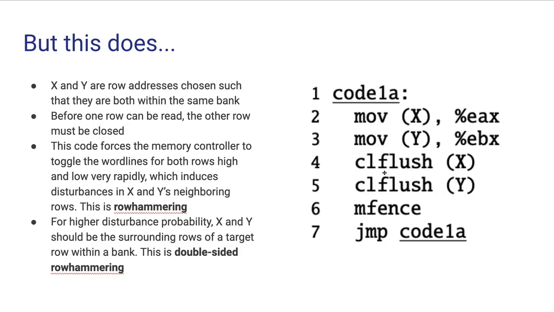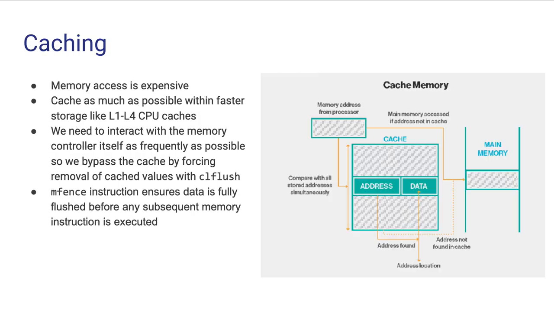As you may have noticed, we have a couple of different caching and cache flushing instructions, and this is important because memory access is relatively expensive as compared to CPU caches like L1 through L4. And for this exploit to work, we need to interact with the memory controller itself as frequently as possible by bypassing the browser cache. And we do that by saying, hey, if you cache the value for these addresses, get rid of it. Don't worry about it. We don't want it. Talk to the memory directly.